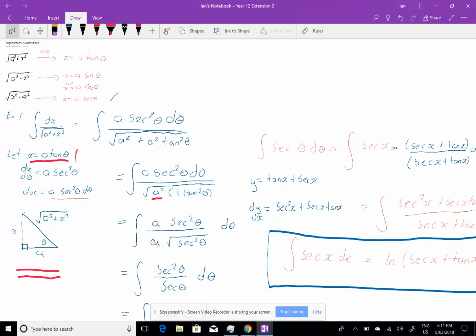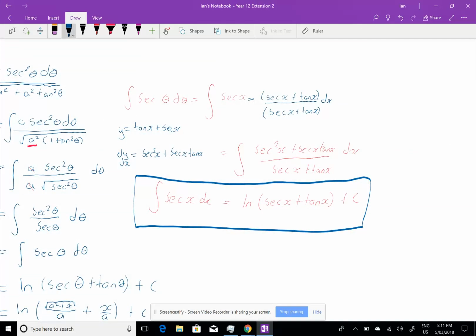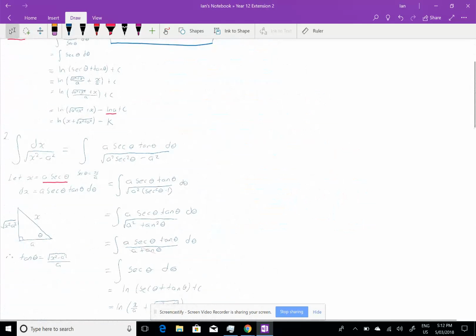And when you've got x squared minus a, you're going for sec. Remember, you do have to know this over here. The integral of sec x dx is ln of sec x plus tan x plus c, which we've done before, and all your other trig work.